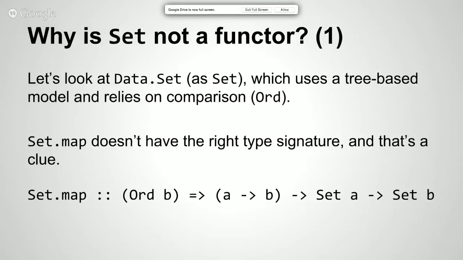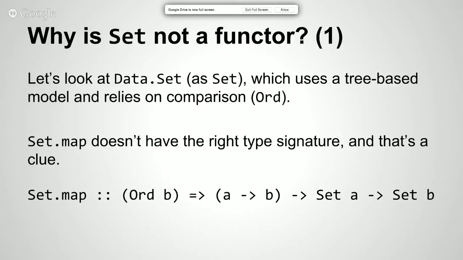So let's first look at Data.Set. As you can see, it doesn't have the right type signature to be a functor. Can anyone see why? If set is f, then it looks a lot like the functor fmap. But there's one thing that's different. It requires the type to be ordered. Exactly, the type class constraint.